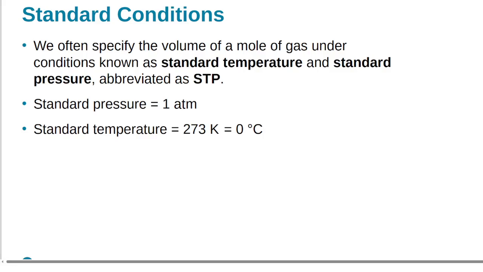We do this in order to compare basically apples to apples. If we want to compare gases, then we can define a set of standard conditions that will allow us to compare ideal gases under the same situation. And our standard pressure is defined as 1 atmosphere, and our standard temperature is 273 Kelvin, or 0 degrees C.